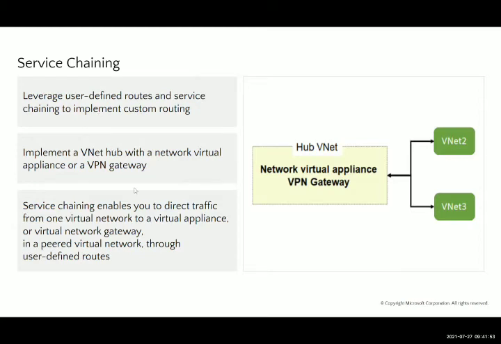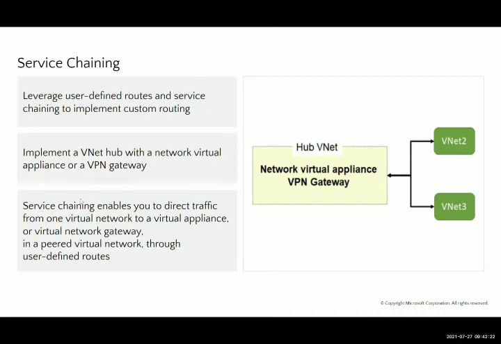Also the VPN gateway or any traffic. Read this last one. Okay, just read the second one also: implement a VNet hub with a network virtual appliance or a VPN gateway. So you have the option. You can go with NVA or you can go with a VPN gateway. Both options are possible, but mostly I have seen NVA is the better option. VPN we can't rely on.